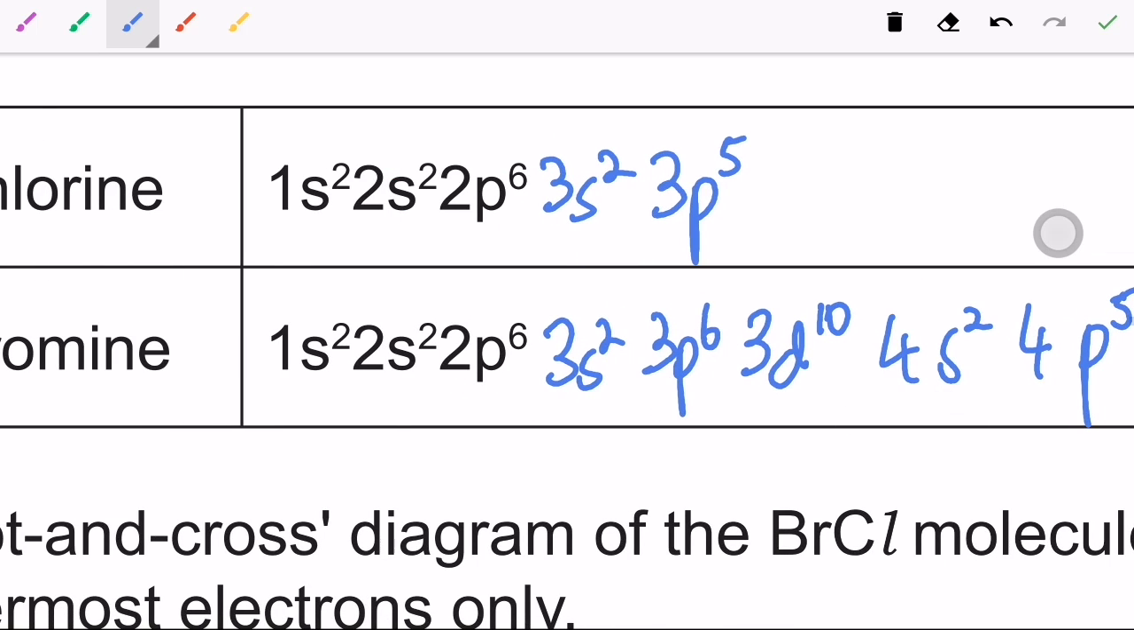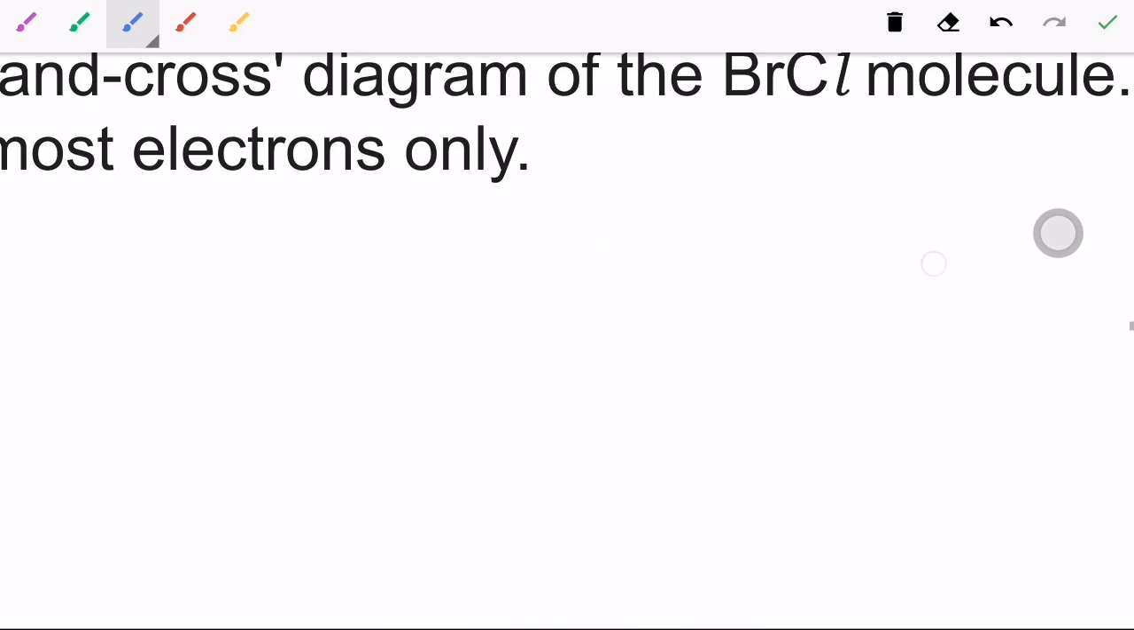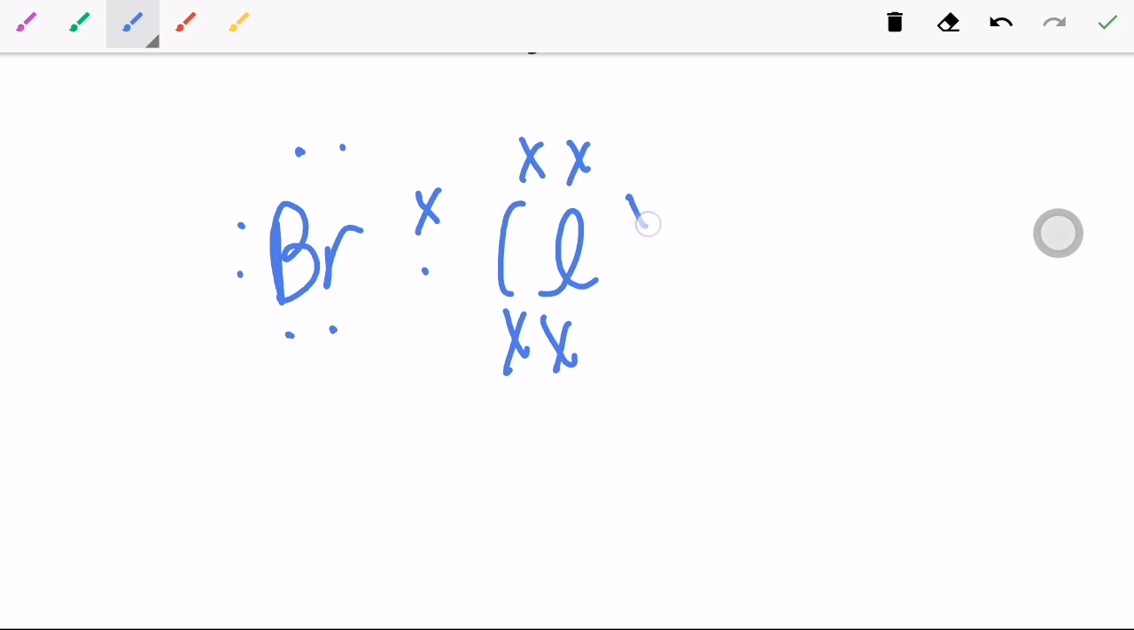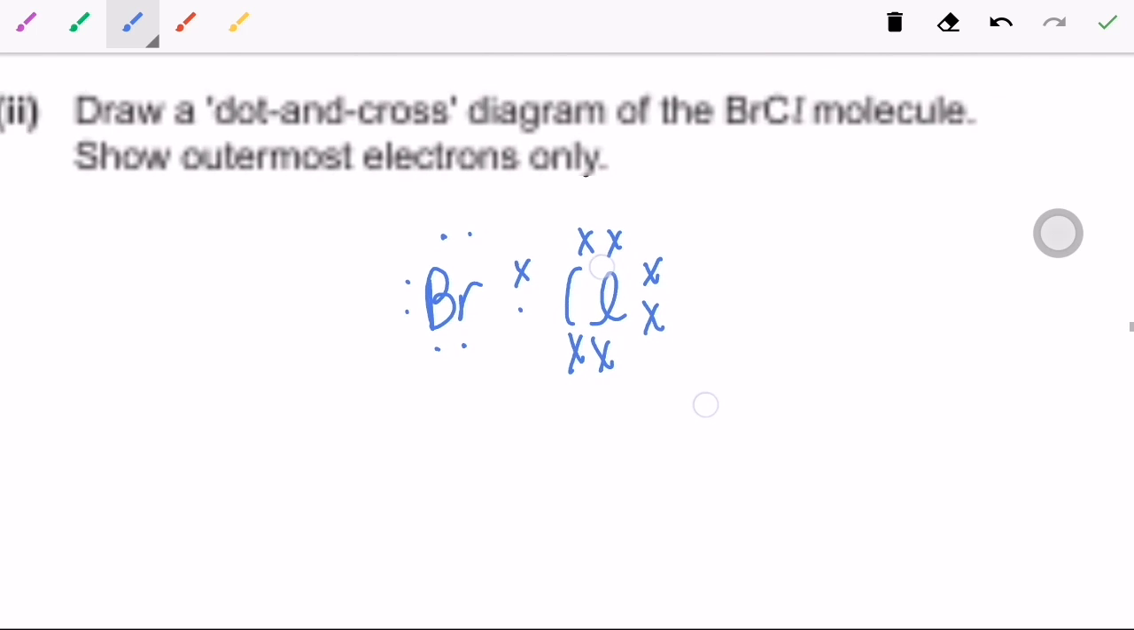Draw a dot and cross diagram of the BrCl molecule. Show outermost electrons only. So I've got Br and I've got Cl, and then there is a covalent bond. That's about it, because there's nothing more.